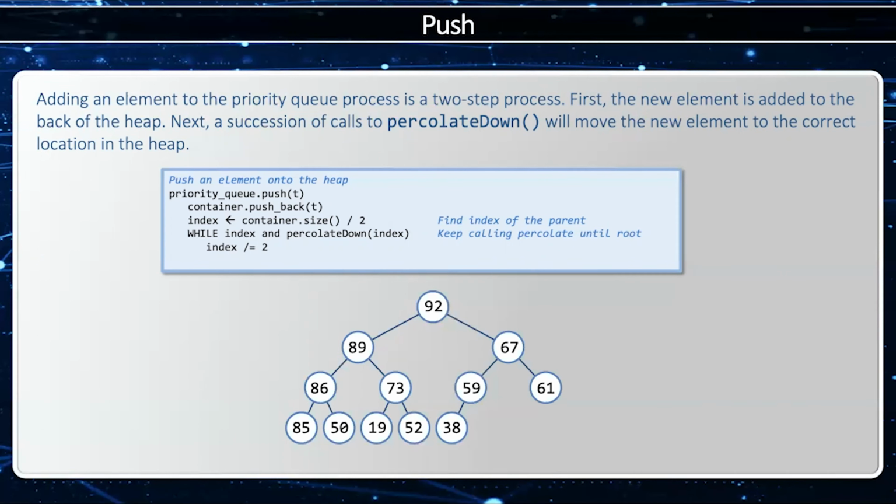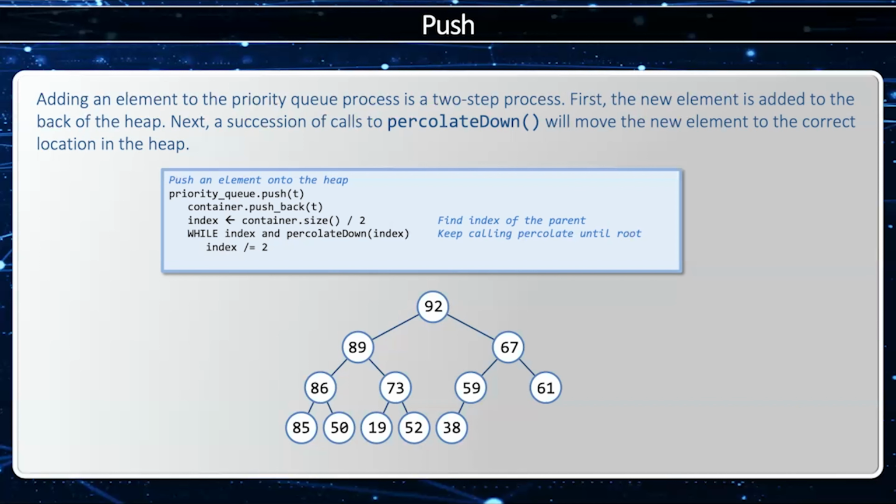So let's take a look at this heap. Notice the topmost element is 92, which is the highest value element in the collection. It is greater than its two children, 89 and 67. We can take a look at this binary tree to assure ourselves that every element is greater than or equal to the two child nodes.